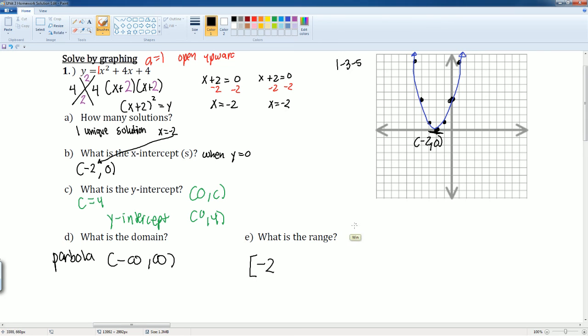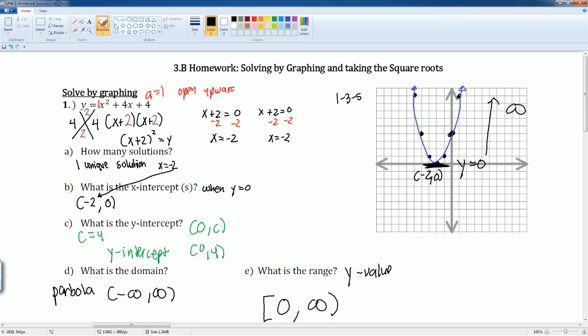No, sorry, I'm wrong. The range is for the y value, correct? So what is the y value here? Well, the y value here is equal to 0. So it's 0, and it goes all the way up to positive infinity. So it's a closed bracket at 0, and it goes all the way to positive infinity. Make sure you have a parenthesis there. That is the range. So there you go, that is how you solve by graphing for 3B.